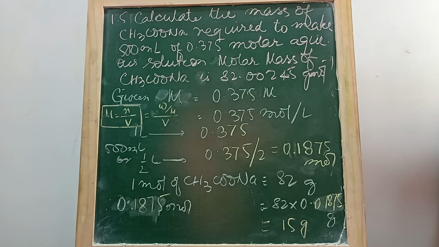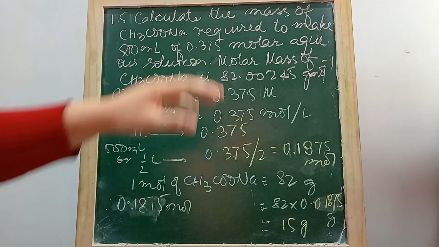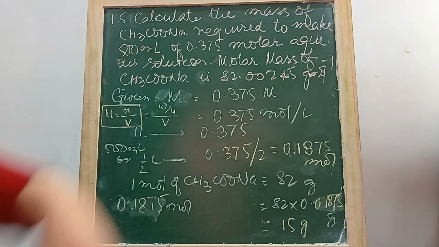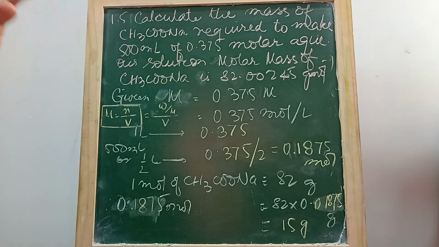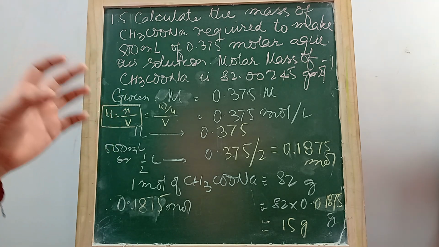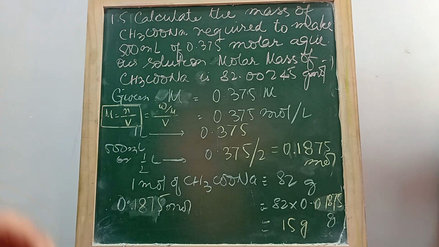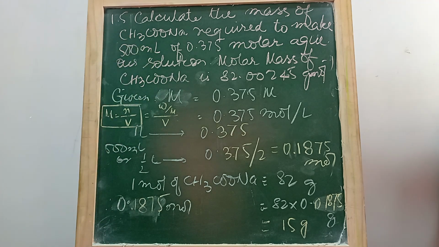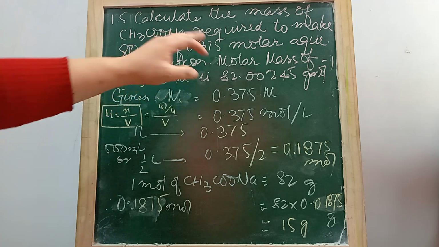So you are given a task. You're going to make 500 ml of a solution whose concentration should be 0.375 molar, and the substance that you're going to put is sodium acetate, and you're going to calculate how much mass of this CH3COONa in gram is required to prepare 500 ml of the solution whose concentration should be this.